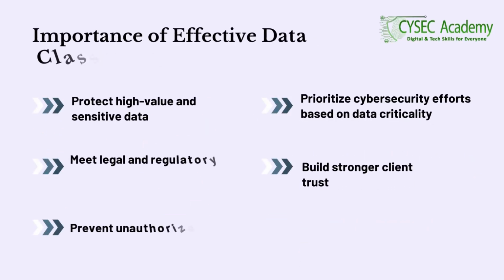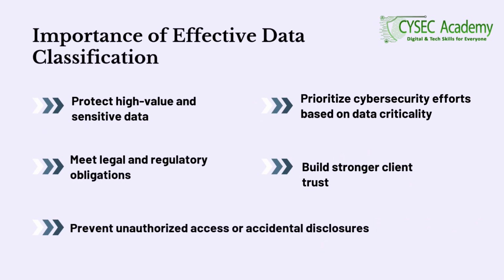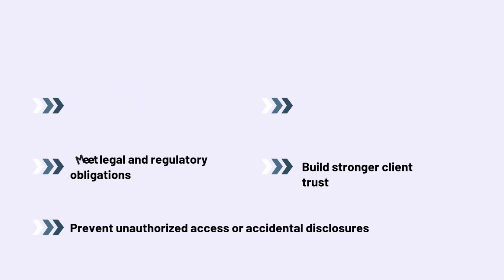Importance of effective data classification. A consistent and well-managed data classification system helps financial institutions: 1. Protect high-value and sensitive data. 2. Prioritize cybersecurity efforts based on data criticality. 3. Meet legal and regulatory obligations. 4. Build stronger client trust. 5. Prevent unauthorized access or accidental disclosures. Clear classification and staff training reduce risk and boost data security.